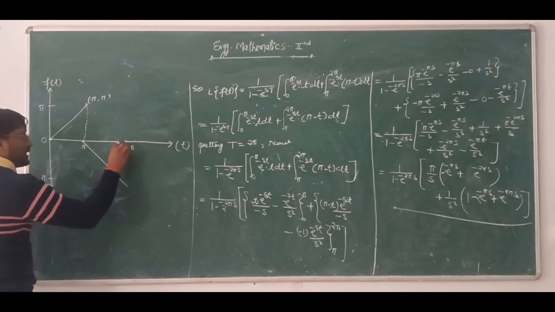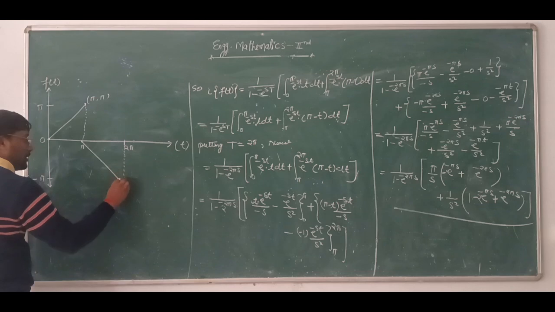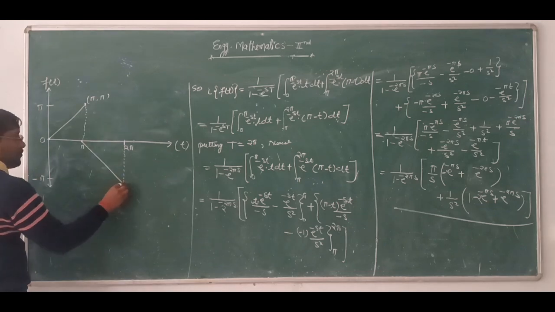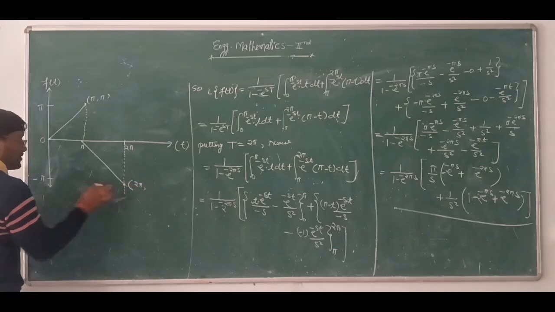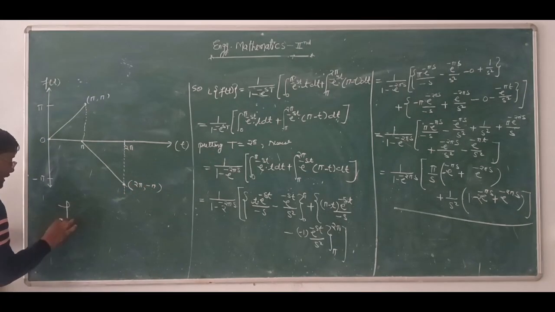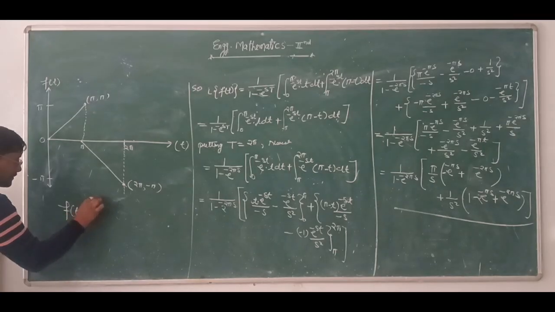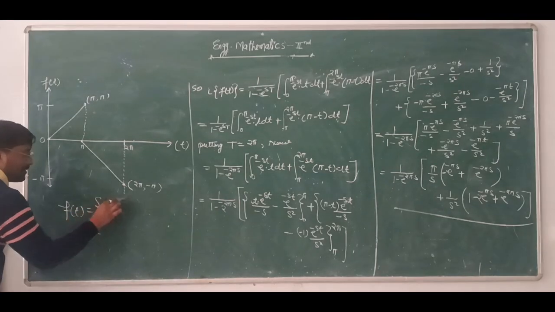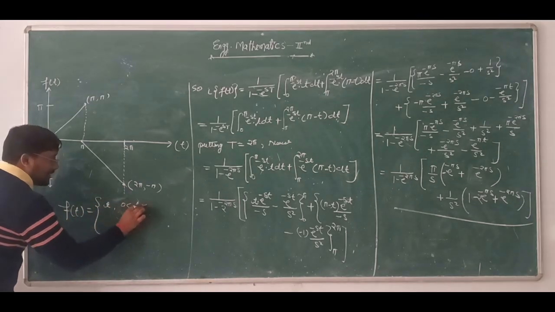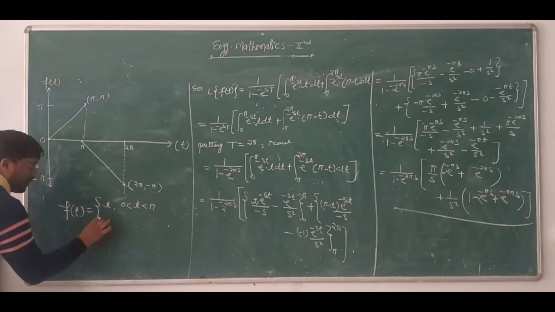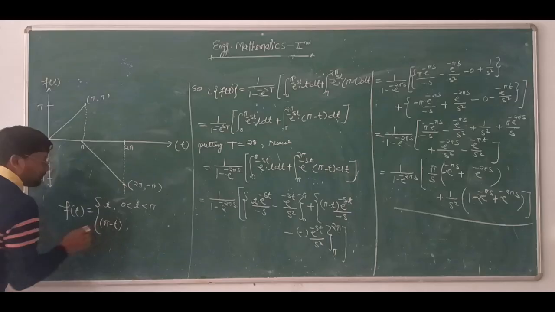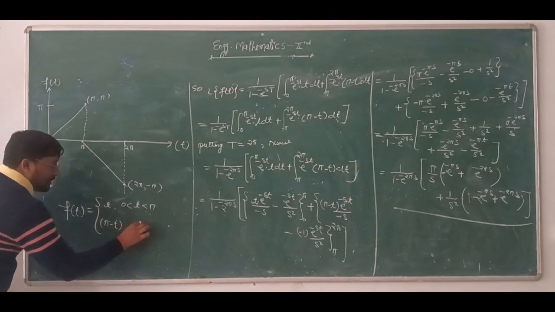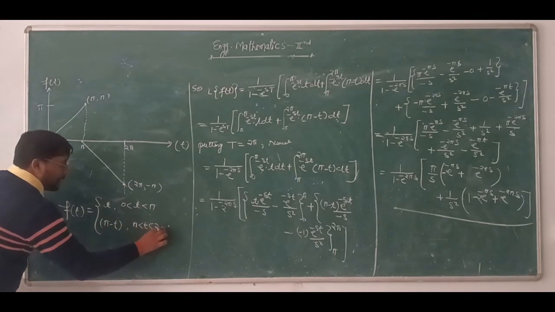Pi, minus pi. Now this point has the value x equal to 2 pi and y equal to minus pi. This is the graph of f(t) equal to t for 0 less than t less than pi, and pi minus t for pi less than t less than 2 pi.